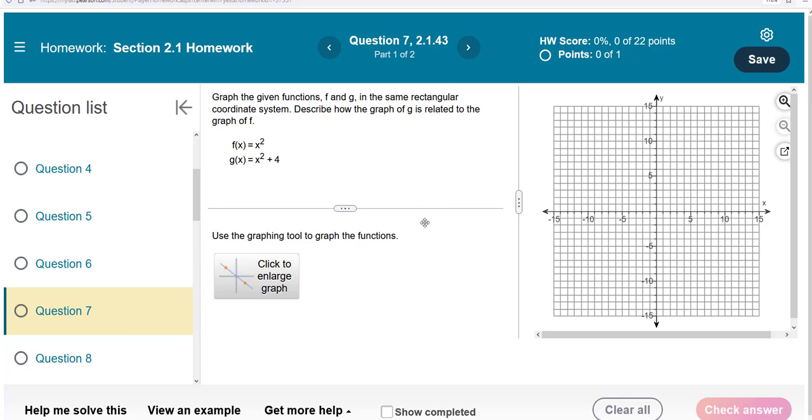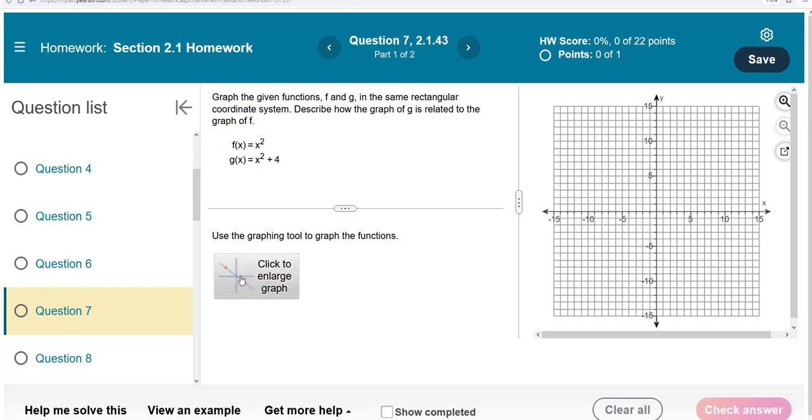So I'm making a quick video on how to graph in MyMathLab. Some of you had questions. So this is a problem from 2.1. They want you to graph f and g in the same coordinate system. So f is x squared. We know that's a parabola.